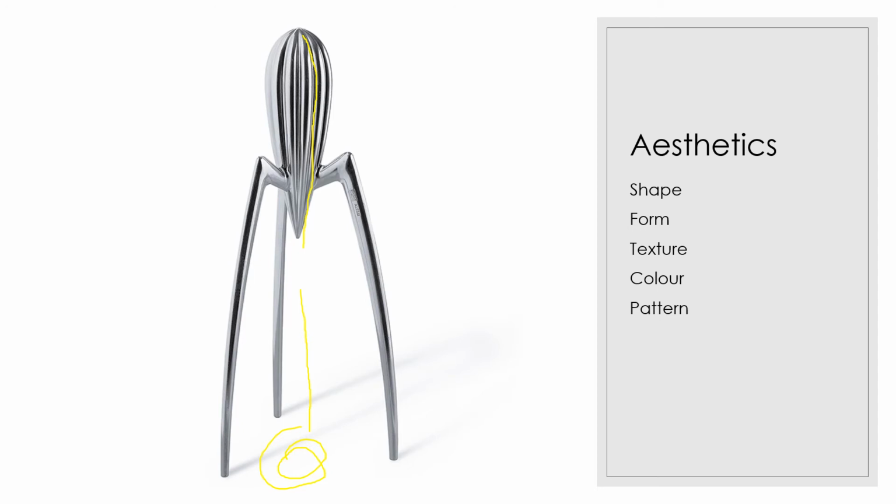Now, for aesthetics, a good way to think about how you can describe aesthetics, other than just saying it looks nice, because if you say that, that won't be good enough for our course. So, some of the areas within aesthetics you can talk about would be shapes that are used, thinking of geometric shapes, the overall form the object has, any particular textures the object has, the colours that are used for this object, and any patterns within or on the object.